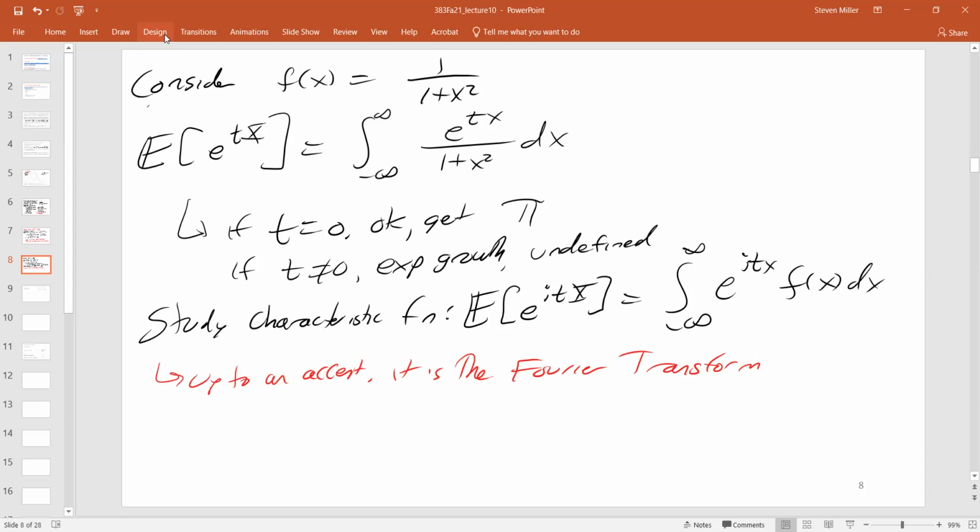Now, we talked about how the characteristic function is similar to the moment generating function. The difference is the i. What's nice is this always exists. And the reason it always exists is if we look at the absolute value of the integral from minus infinity to infinity of e to the i tx f of x dx, this is less than or equal to the integral from minus infinity to infinity of the absolute value.